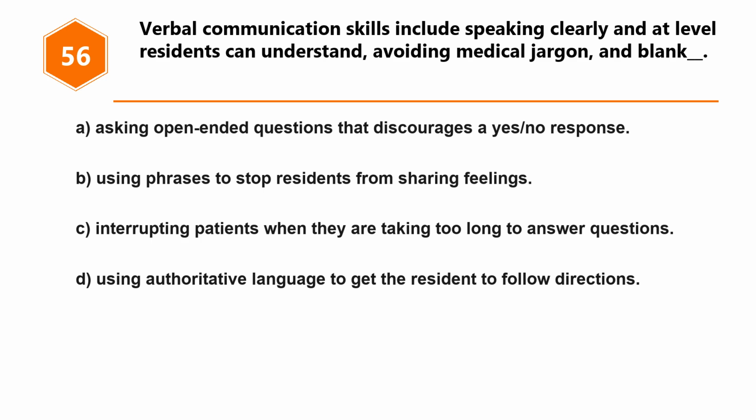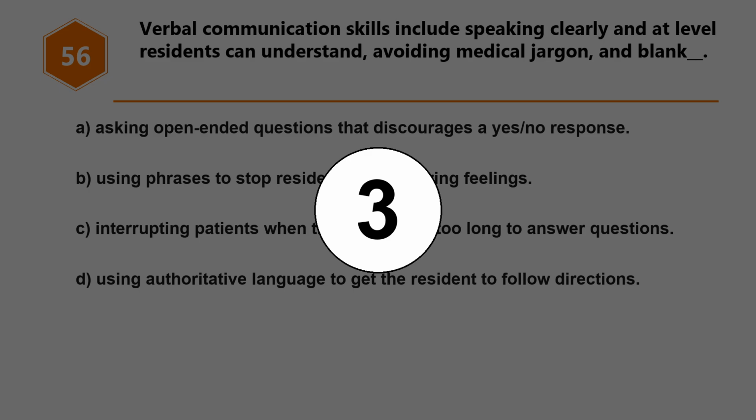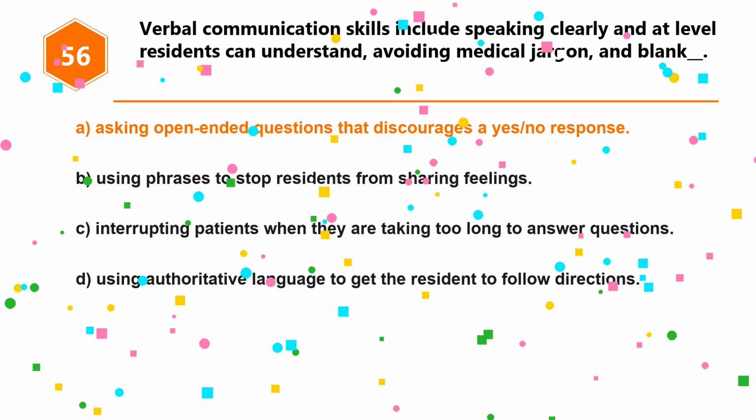Option B. Using phrases to stop residents from sharing feelings. Option C. Interrupting patients when they are taking too long to answer questions. Option D. Using authoritative language to get the resident to follow directions. The correct answer is option A. Asking open-ended questions that discourages a yes/no response.